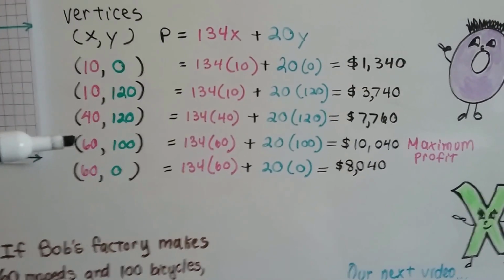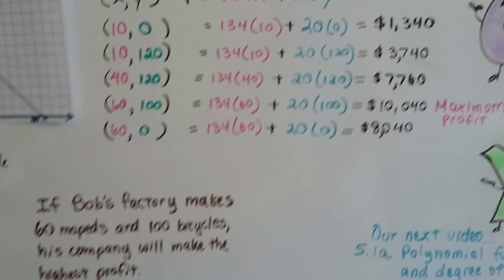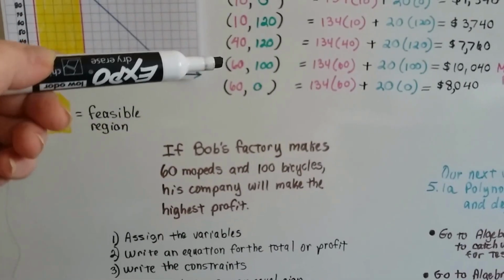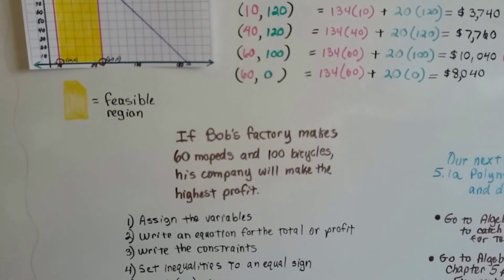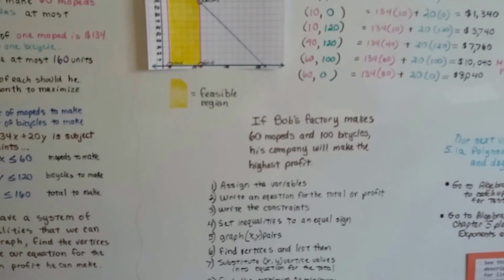So this tells us right here, if x is mopeds and y is bicycles, if Bob's factory makes 60 mopeds and 100 bicycles, see, his company will make the highest profit. All right? So here's what we did. All right, I'll step back just a little bit.